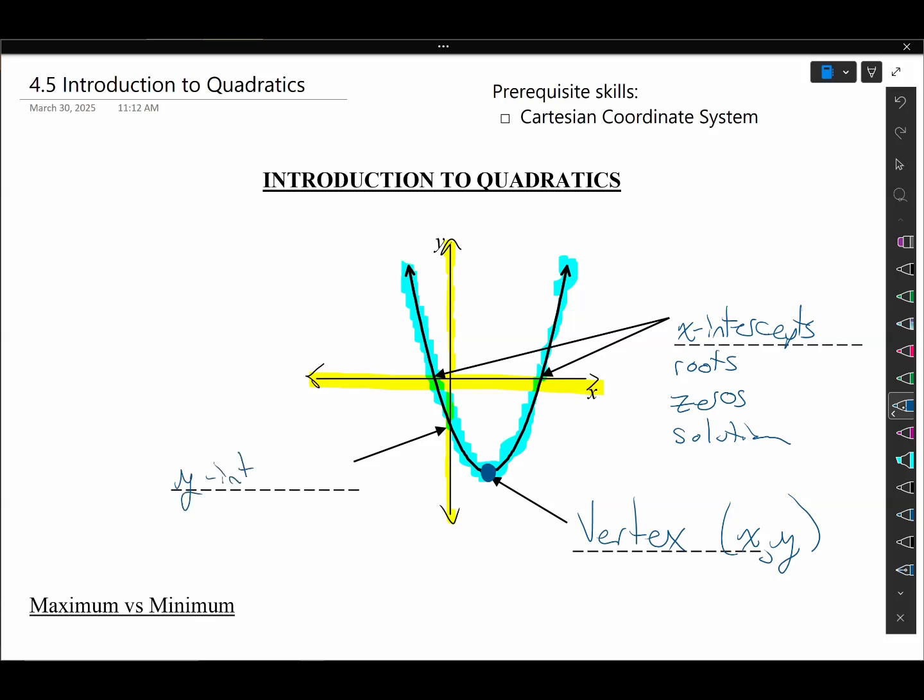Now, with a parabola, you will only ever have one y-intercept. That's where your parabola, your quadratic, your curve meets your axis. That's right here. There's only one. If you read it from left to right, then you should be crossing that y-axis at some point. When it exists at the same location as our y-axis, that's going to give us our y-intercept.